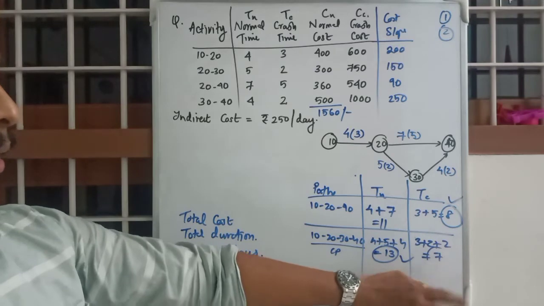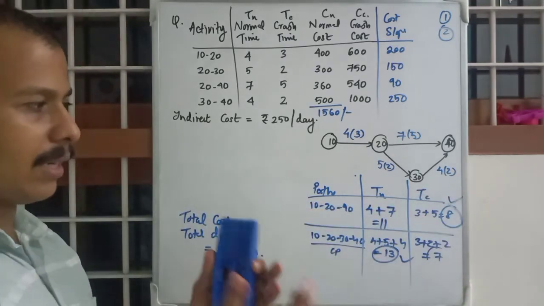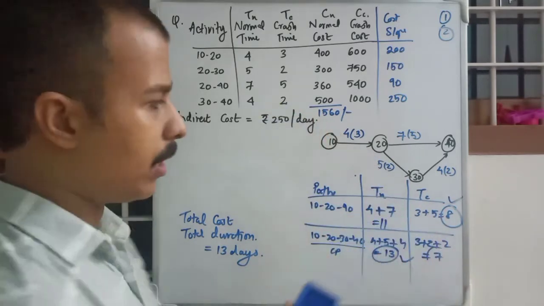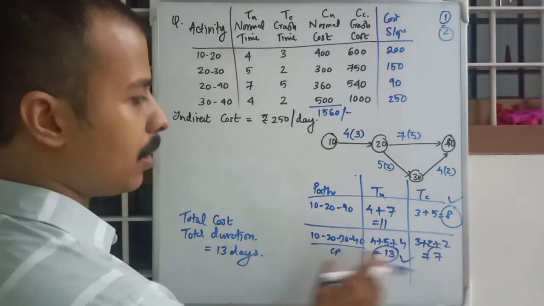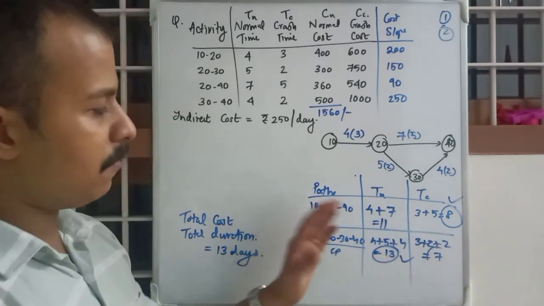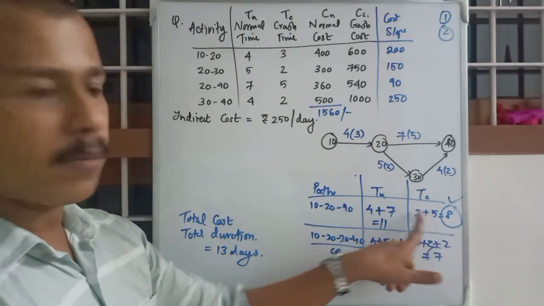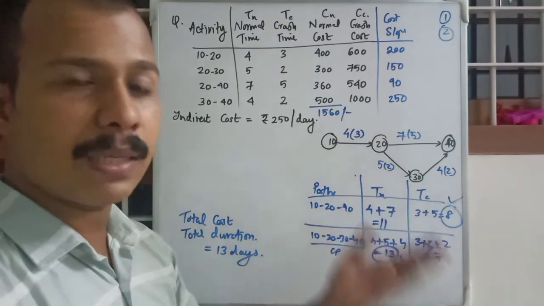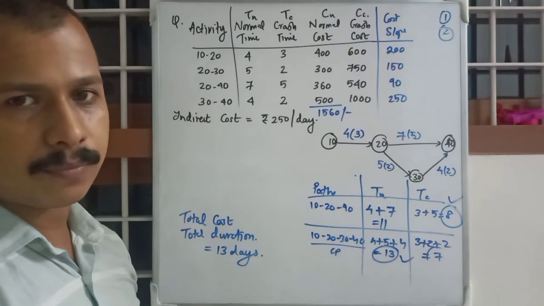Because we need to take the bigger one, because we cannot take the least one, because the bigger one will always be there. We cannot reduce this path to less than 8 days. That is the meaning. And we cannot reduce this path to less than 7 days. Even if we reduce this path to 7 days, this path will still have 8 days. So this path will become the critical path, and that will be the total duration.